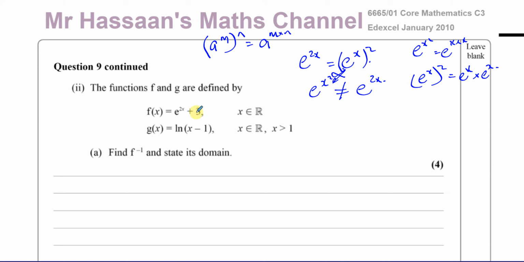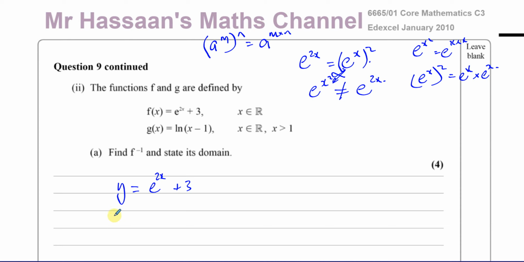So e to the power of 2x plus 3, okay, this is a function, and now we want to find the inverse of this function. So let's first find the inverse. The inverse of a function is found by first naming it y. So that's y equals e to the power of 2x plus 3. The 3 is not adding to the power, it's adding to the whole thing.